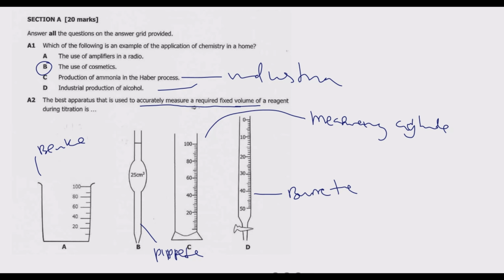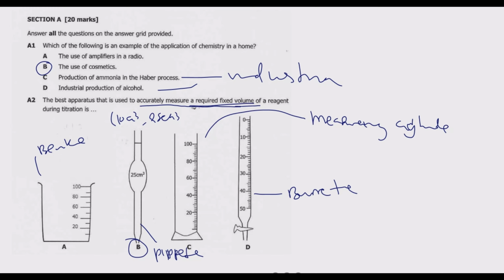Liquid is measured according to graduated marks. If you see these are marks, they are already graduated. Then number two, a pipette is used to transfer a measured volume of liquid. These measured volumes are in standard units, normally 10 cubic centimeters and 25 cubic centimeters, which is a fixed volume. You notice that this one would be the best option.